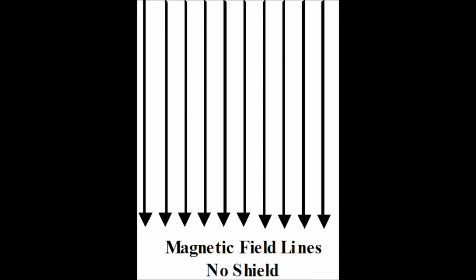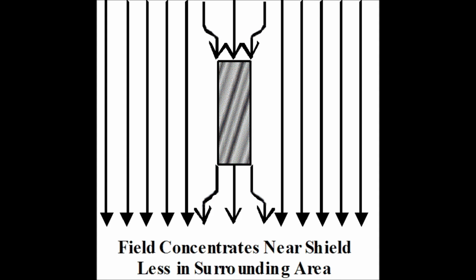In the first example, there is no shield. The magnetic field lines travel through the space undisturbed. In the second example, a magnetic shield is positioned more or less parallel to the magnetic field lines. The magnetic field lines in the vicinity of the shield have a path of lower resistance in traveling through the shield. They concentrate at the entry and exit points. The magnetic field has lower intensity alongside the shield and a higher concentration at the ends of the shield.